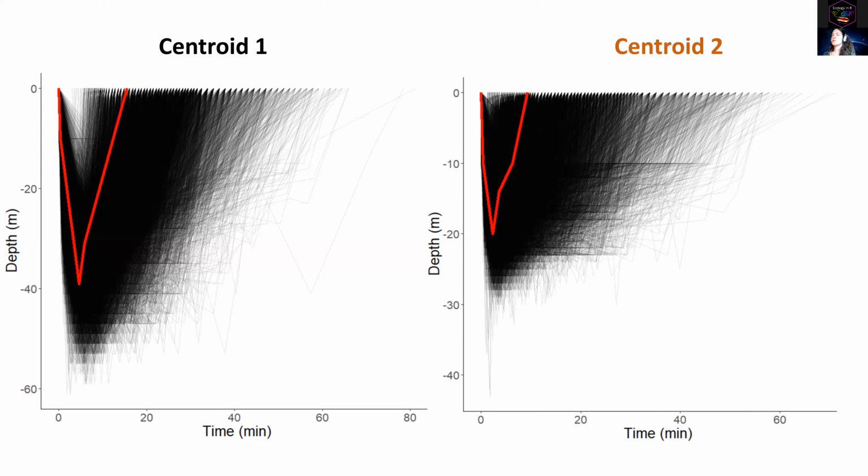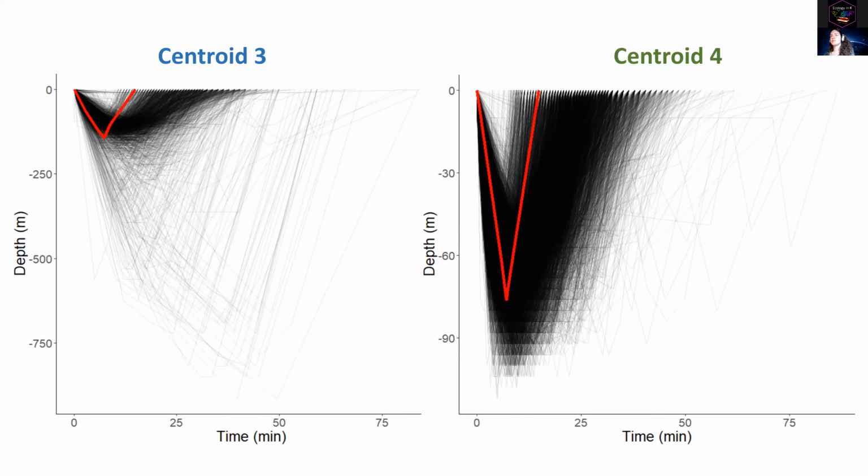So centroid 1 here, you can see that the bottom of that centroid is at around 40 meters, and centroid 2 is shallower, it's at 20. And this is centroid 3. Really interesting because centroid 3 essentially seems to have captured all of the really deep dives. You can see that V shape to it. And so all of the really deep dives, anything greater than 250 meters, was categorized into centroid 3, cluster 3. And centroid 4 was also a deeper dive. It's got, again, that V-shaped profile, but these are dives that seem to be less than 150 meters.